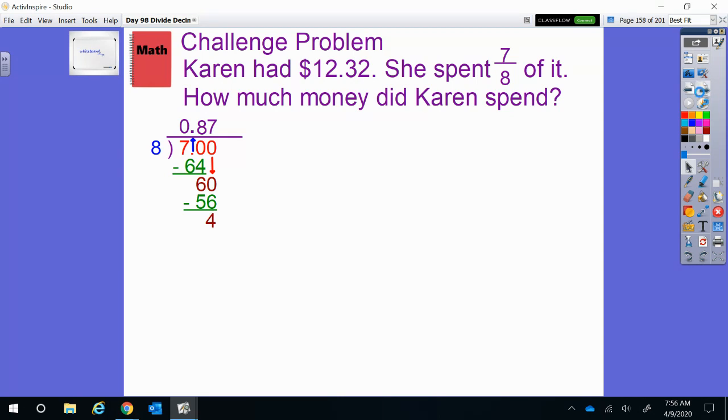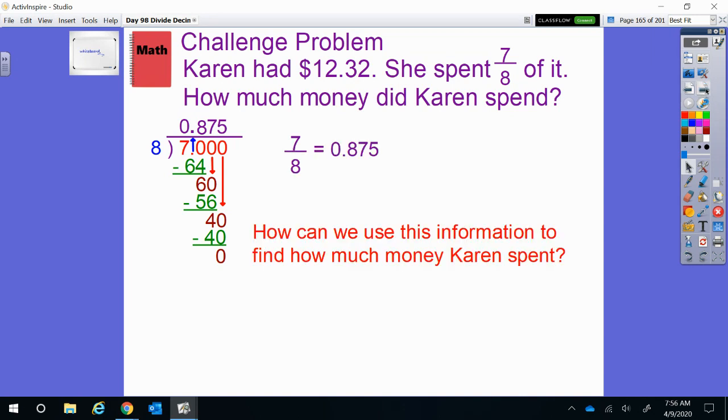56. And now we're going to zero out. That's 40. That's 5. 5 times 8 is 40. And we've zeroed out. We've got it. 875 thousandths. That's right. You got it. You guys are doing a great job. How can we use this information to find how much money Karen spent?